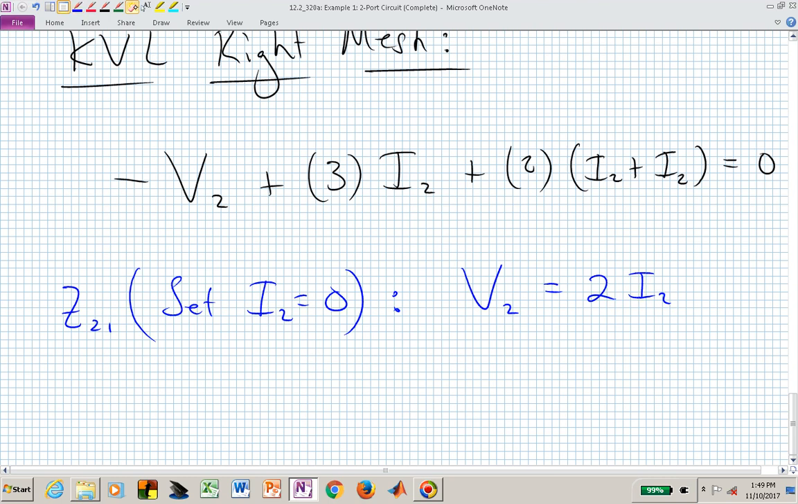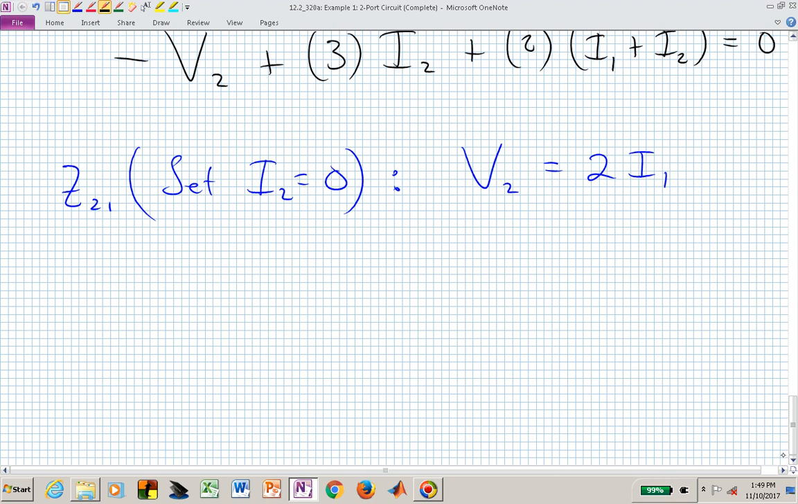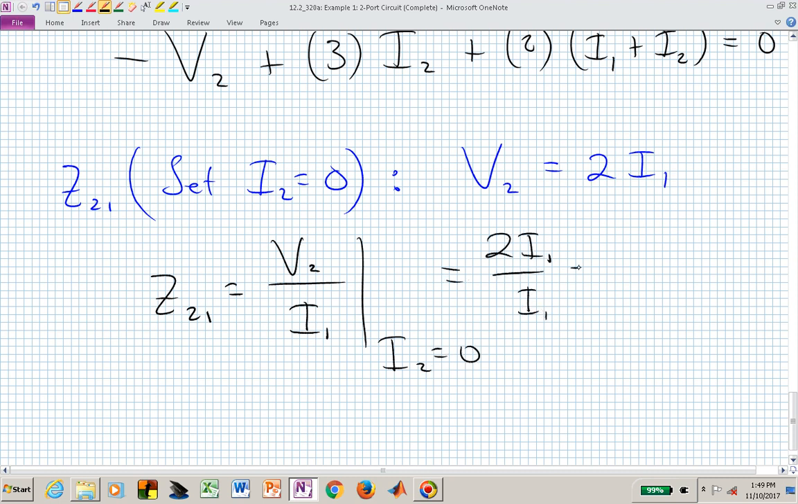Whoops. I sub 2 is 0. It's not going to give us that. It will give us 2 times I sub 1. And now I can see why I was making the mistake, it should have been I sub 1 plus I sub 2 there. So that now, if we form the ratio to identify Z sub 2, 1, that's the ratio of V sub 2 over I1 with I sub 2 set equal to 0. That's now equal to 2.